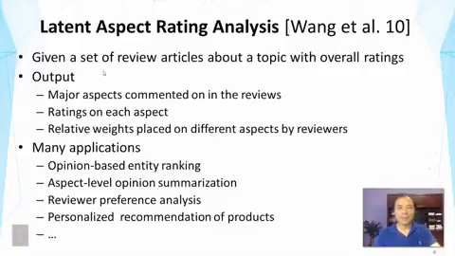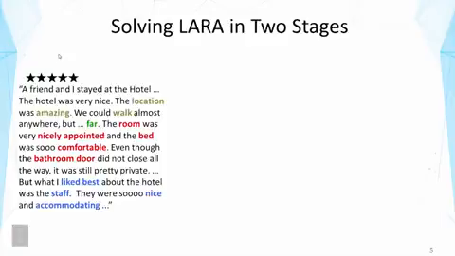Now, as in other cases of these advanced topics, we won't have time to really cover the technique in detail, but I'm going to give a basic introduction to the technique developed for this problem. So first, we're going to talk about how to solve the problem in 2 stages. Later, we're going to also mention that we can do this in a unified model. Now, take this review with the overall rating as input. What we want to do is first, we're going to segment the aspects.